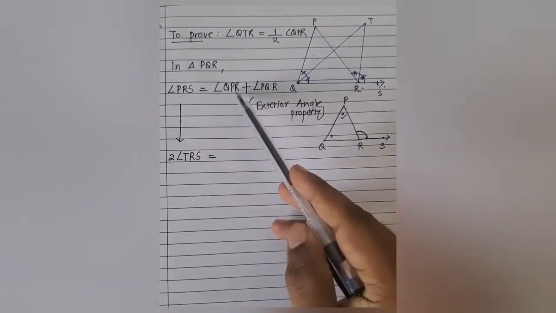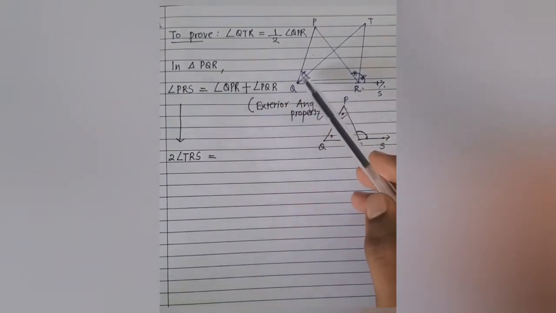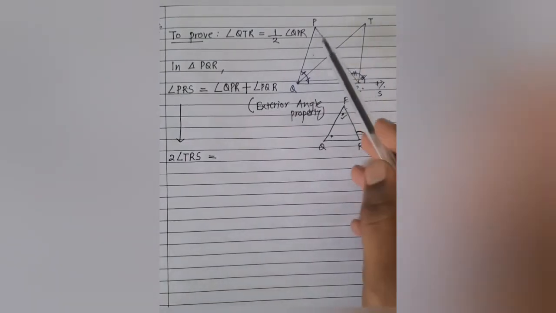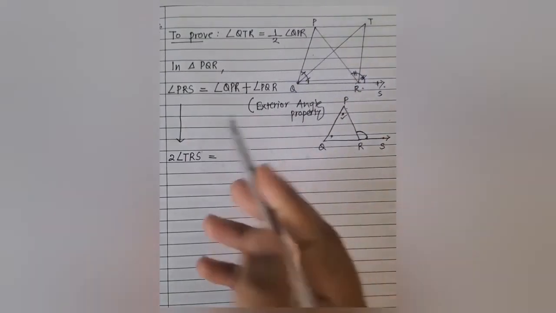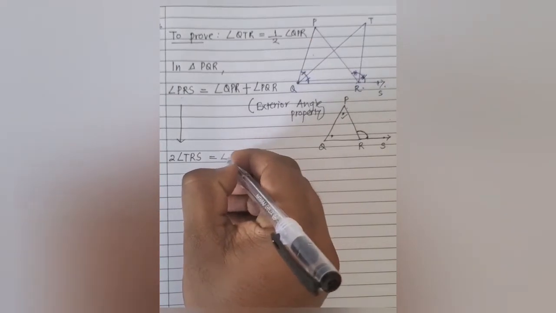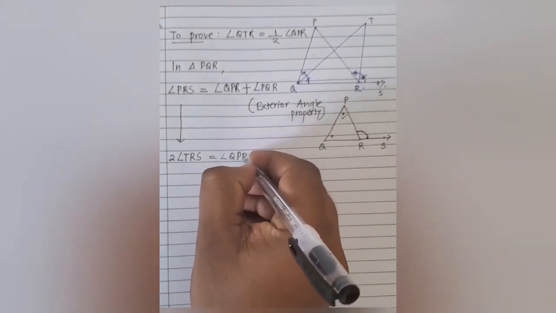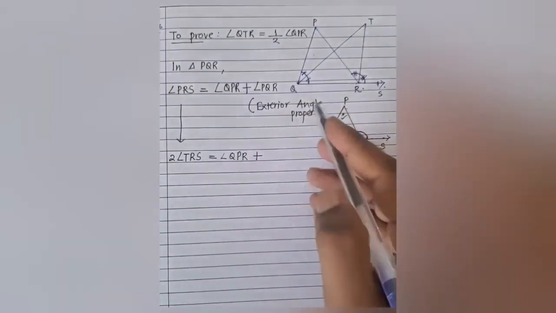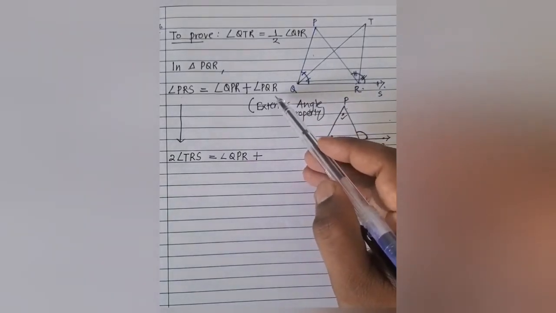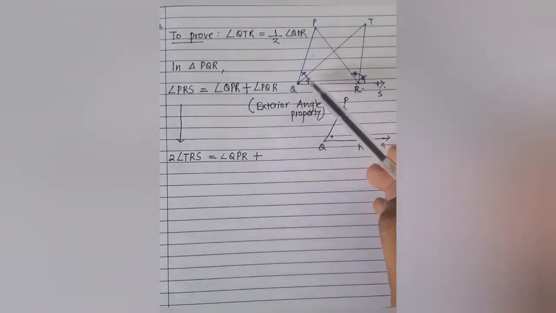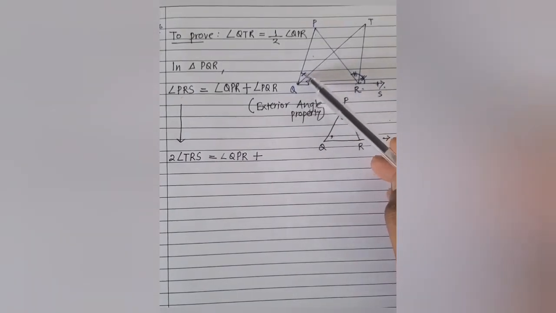It is QPR. Now if I look at the figure, QPR does not get divided into any parts. So I shall write QPR as it is, plus what is next? Angle PQR. You will observe here that PQR, that is angle Q, gets divided into 2 equal parts.